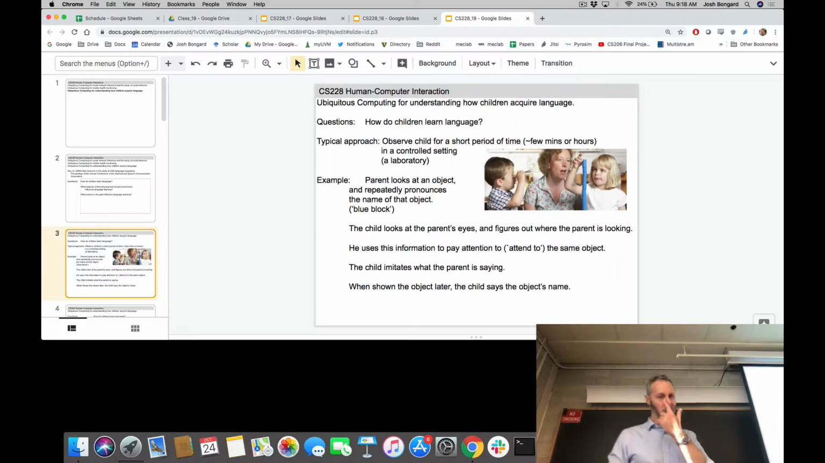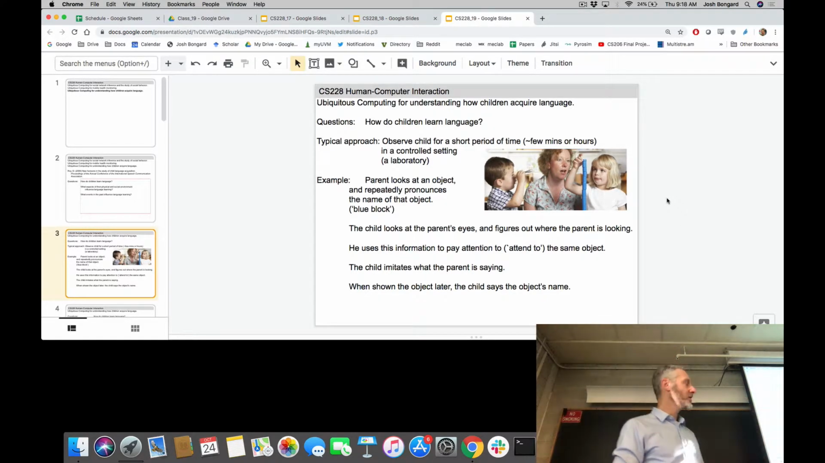Okay. So, what's the typical approach to doing this? The typical approach is to invite into the laboratory young children and their parents or caregivers, and then give the caregiver, the parent, a very careful script to follow, and then watch what happens. So, in this case, as you can see in the little cartoon here, the parent is looking at a particular object, and let's assume they're repeatedly pronouncing the name of that object, blue block, blue block, blue block, while they're looking at the object.